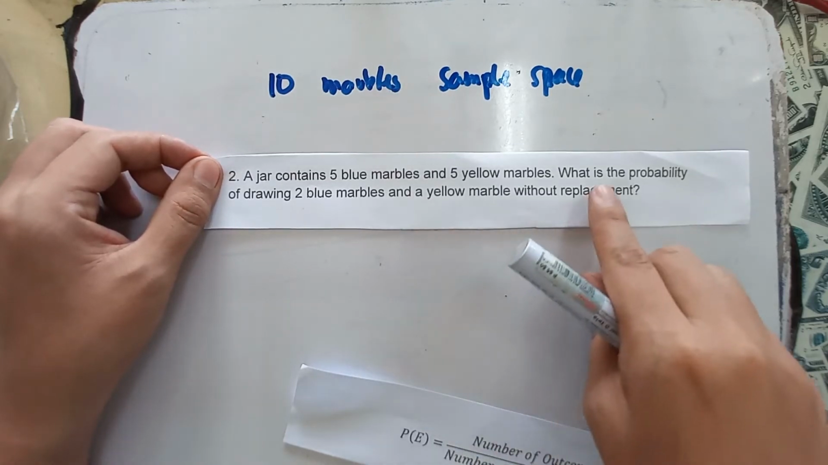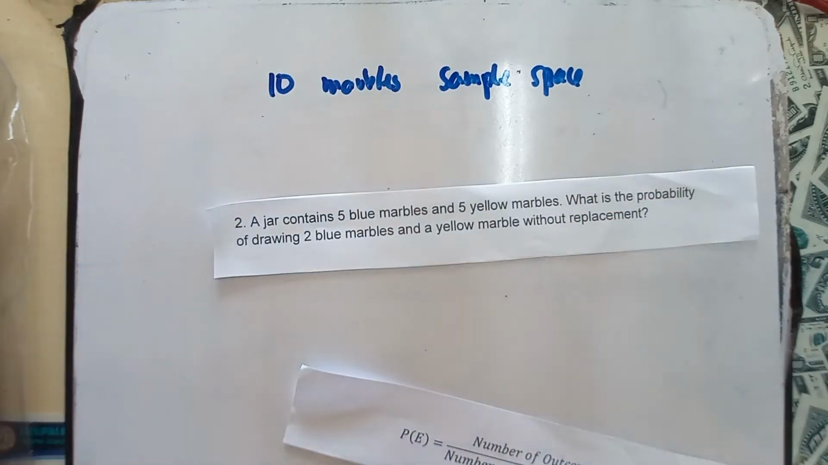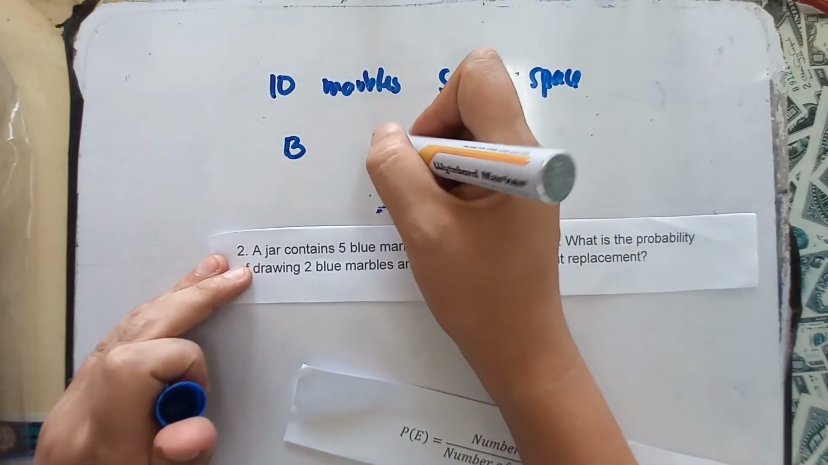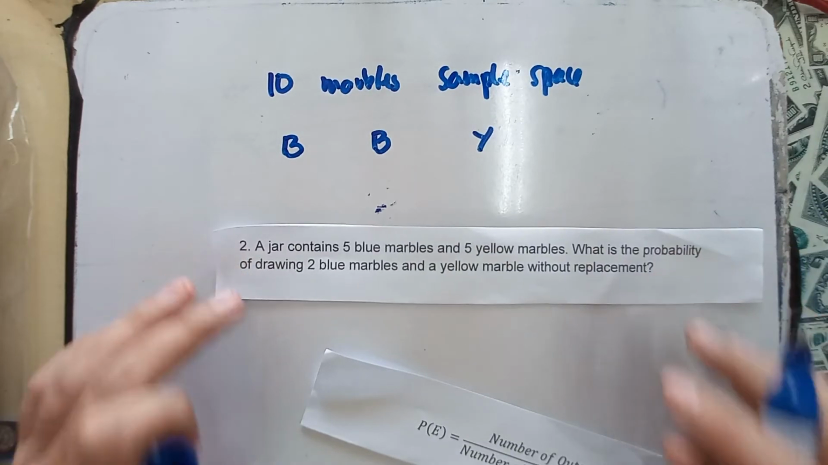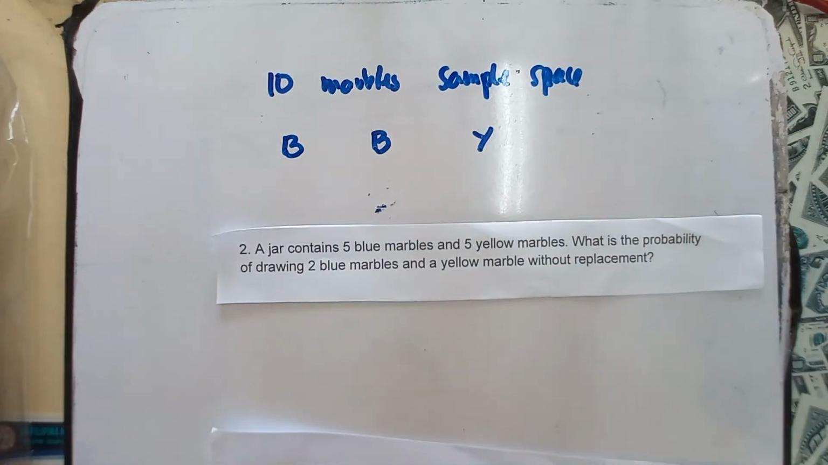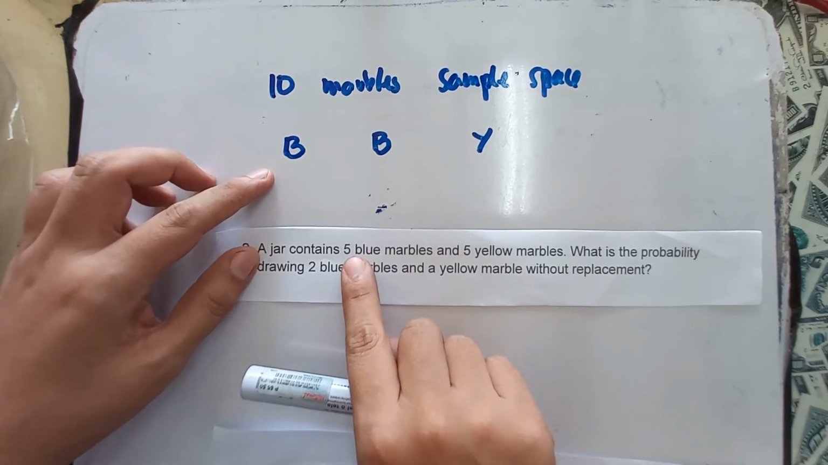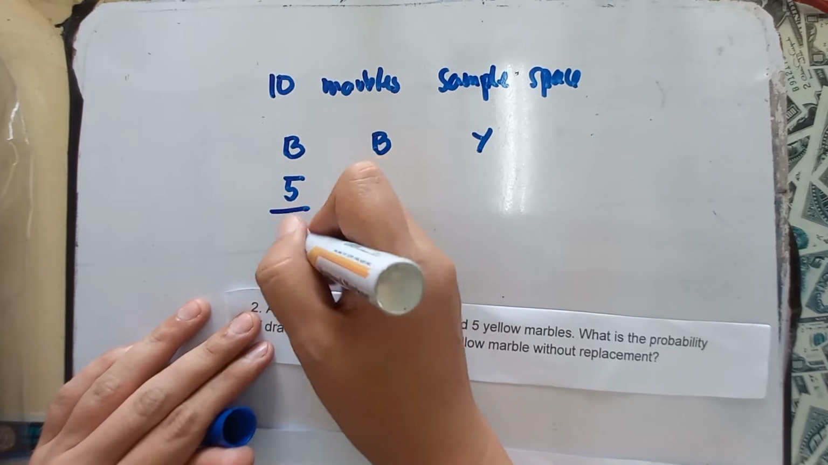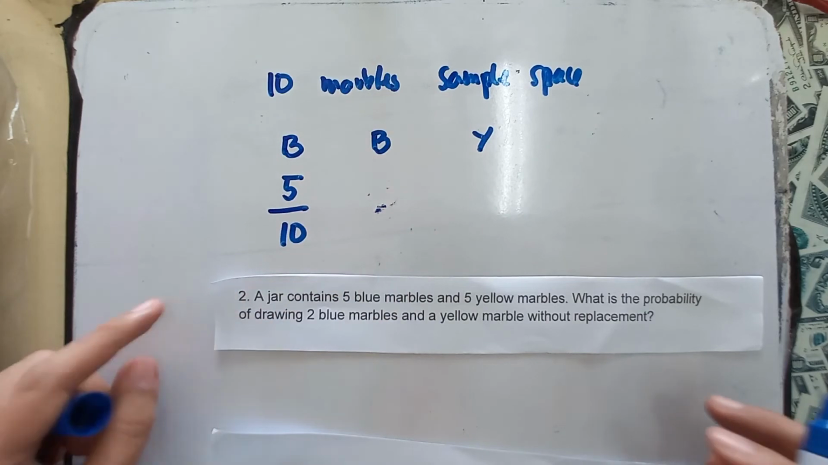Okay? So, what is the probability of drawing 2 blue marbles and a yellow marble? So, we have here the first probability of getting a blue, next getting another blue, and next getting a yellow, or drawing a yellow. So, we have here drawing a blue. Since there are 5 blues, so we have here 5 out of 10. Okay, so 5 blue out of 10 marbles.